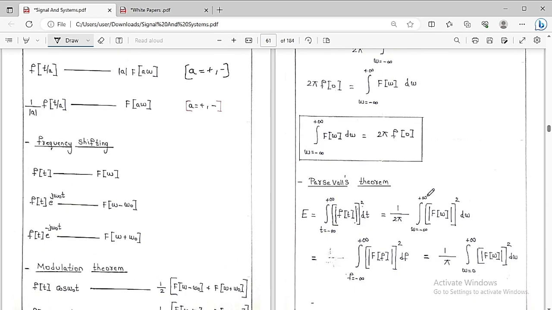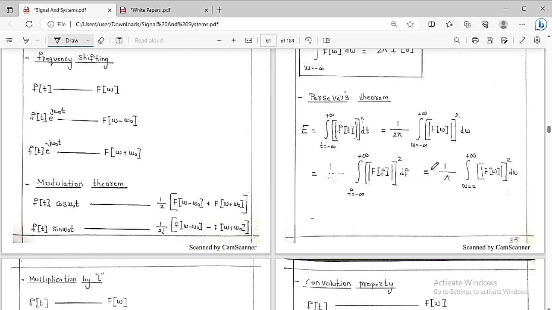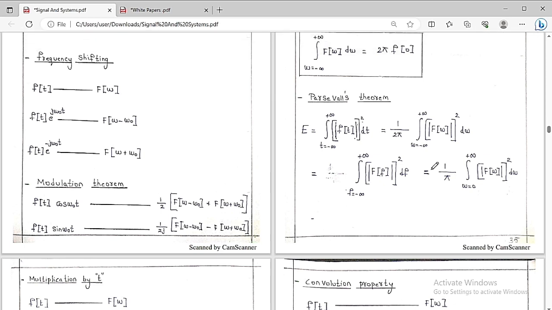Now let's go to the other property, which is called Parseval's theorem. This is a very, very important theorem, so I recommend you always keep it in mind. Basically, I want to find the energy of the signal. Suppose there is f of t and there is F of omega. For f of t, we have figured out the Fourier transform. The energy is the same in both f of t as well as F of omega. So the energy of the signal is the same in both f of t and F of omega.